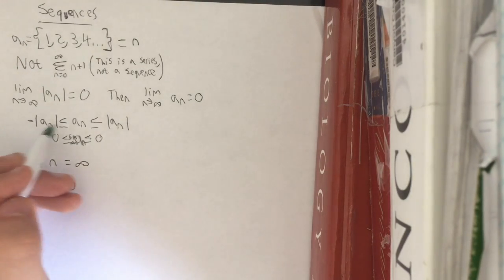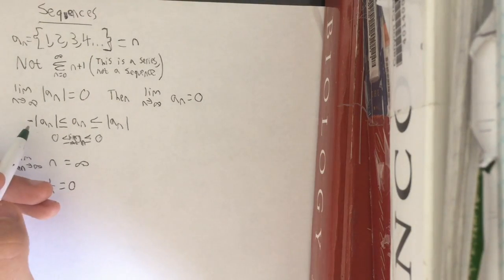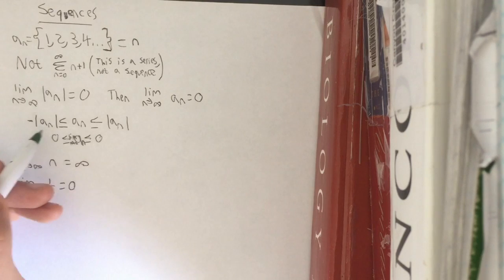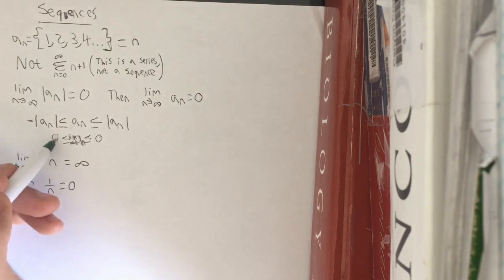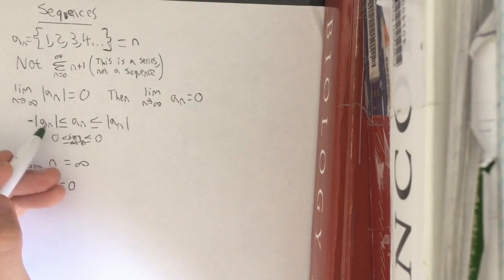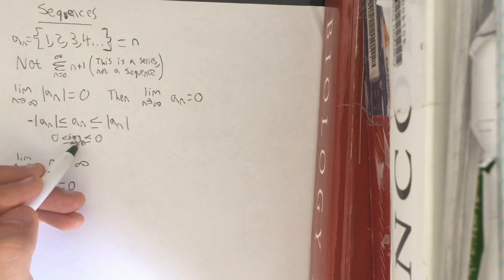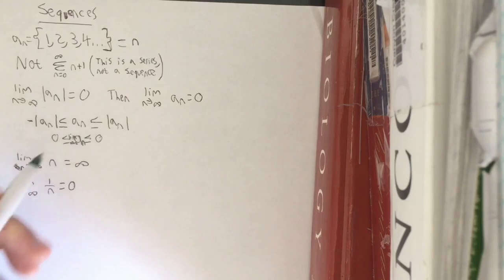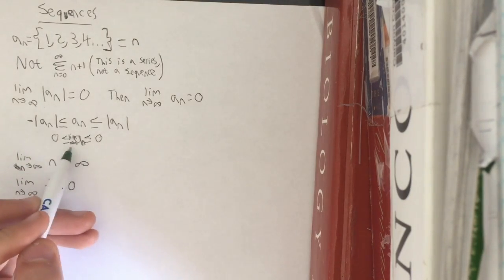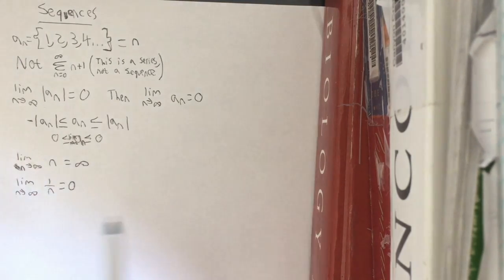Now, you can take the limit of all three sides of this inequality, and you would get 0, as shown up here. 0 is less than or equal to the limit as n goes to infinity of a sub n, which is less than or equal to 0. Now, we can tell this limit right here is going to go to 0 by the squeeze theorem. So that's a proof for this.